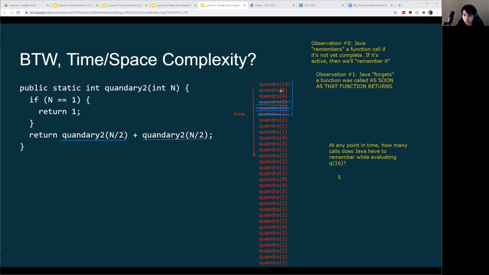So we're now processing quandary of 2 again. That means we have 1, 2, 3, 4 things we're keeping track of if we include the quandary of 2. We go down deeper and do quandary of 1. Now we have 5 things. We're done with the first quandary of 1, then we're done with the second quandary of 1. At each point, we're only keeping track of 5 things, right? Once we're done there, we finish up quandary of 2. So the deepest we ever go in the number of recursive calls is 5 calls.